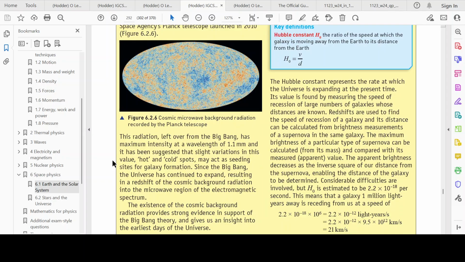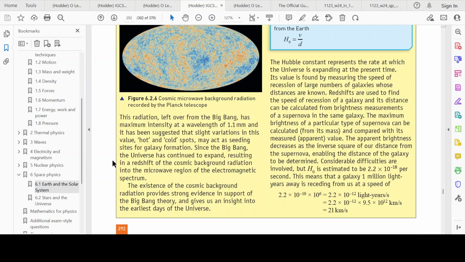The red regions are obviously the hotter ones, with more intensity of microwave radiation. So this radiation left over from the Big Bang has maximum intensity at a wavelength of 1.1 millimeter. That means in 1.1 millimeter, one wave is being completed, so that's the wavelength. And it has been suggested that the slight variations in this value, hot and cold spots, may act as seeding sites for galaxy formation. Galaxies are still forming and possibly being lost as well, right? So it's not like something happened and that's the end of it.